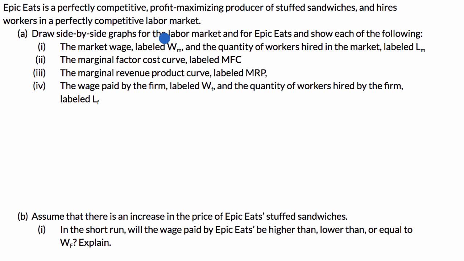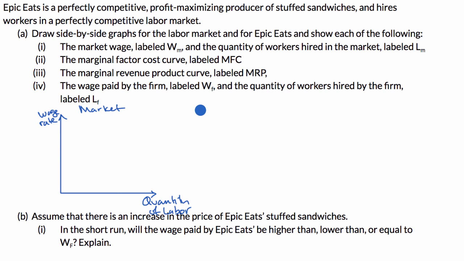So we're going to do side-by-side graphs, one for the market and one for the firm, Epic Eats. So let me do that. So this will be my market. This is my market graph. And so this is going to be quantity of labor. And then on the vertical axis, I have my wages, which you could view as the price of labor, the wage rate. And so this is the market.